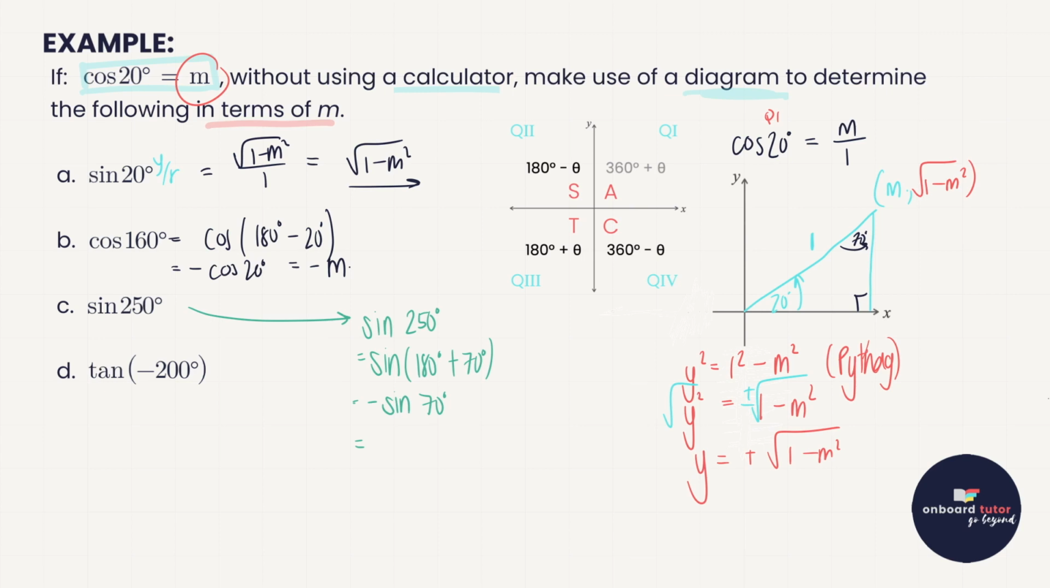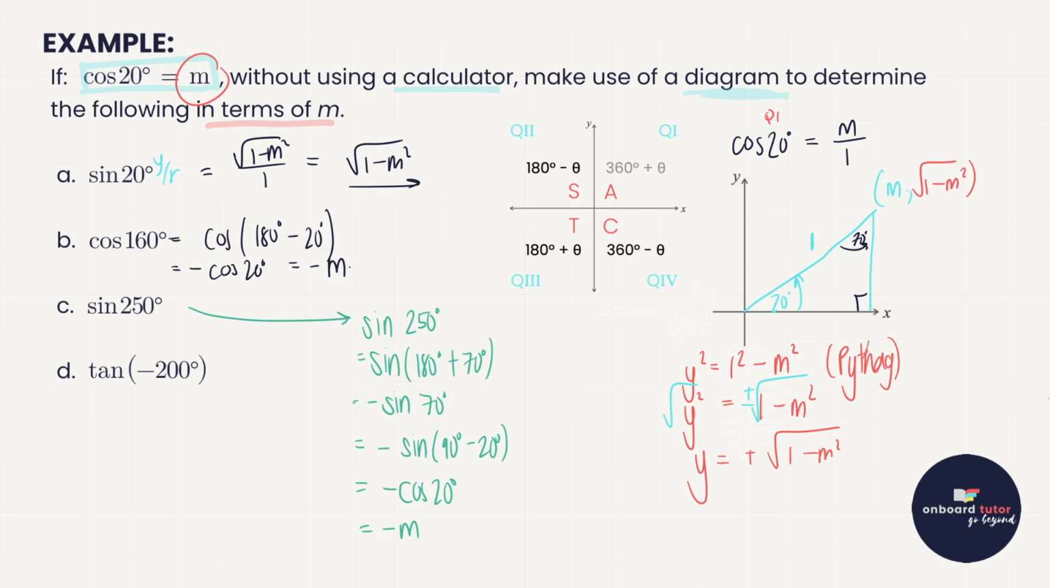I'm going to show you both alternatives here. I could rewrite this as minus sine of 90 minus 20, right? Because 90 minus 20 is 70. And then I can say, that's the cofunction, so minus cos 20, and I know what minus cos 20 is. It's equal to minus m. So that's one option that I had.